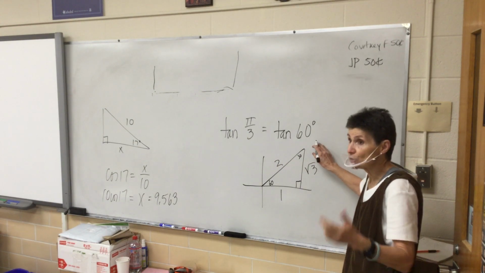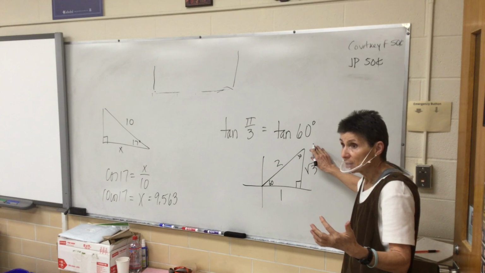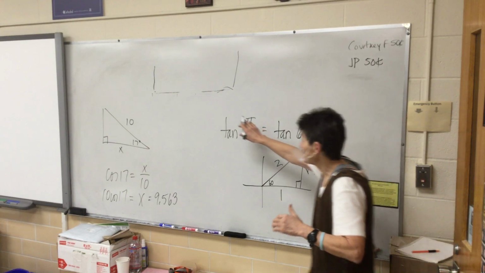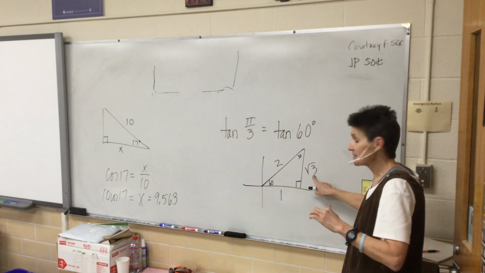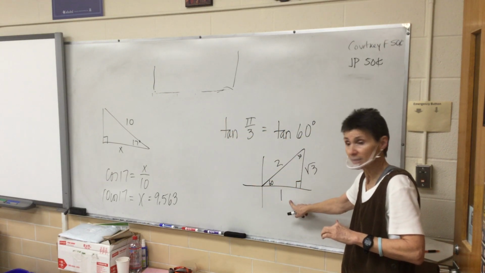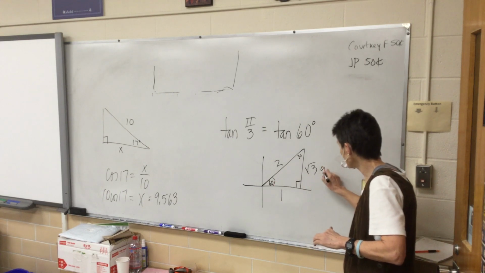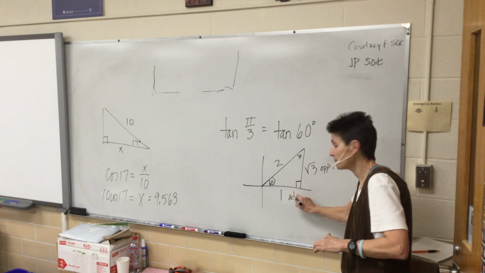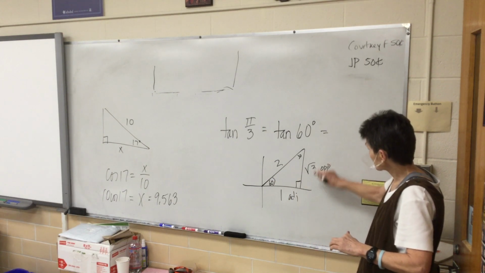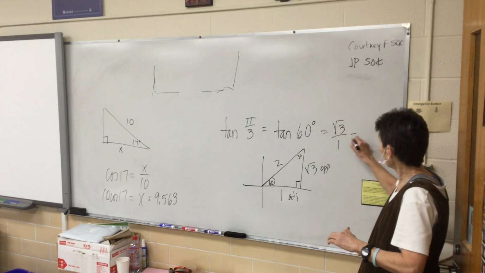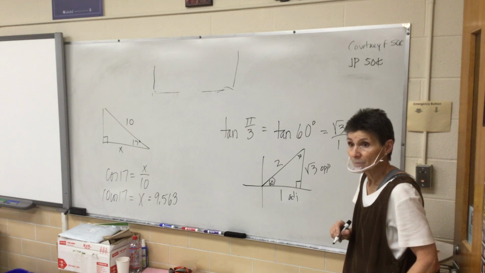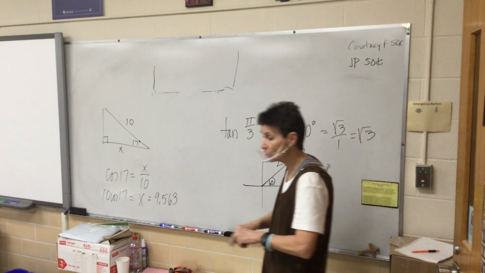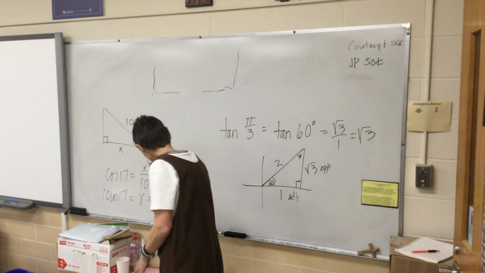And now I can do tangent. Tangent is opposite over adjacent, TOA. Remember, this is our angle, so this is opposite and this is adjacent. So the answer is √3 over 1, or just plain old √3. Those are important. Don't forget how to do those.